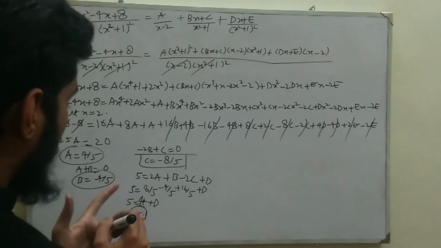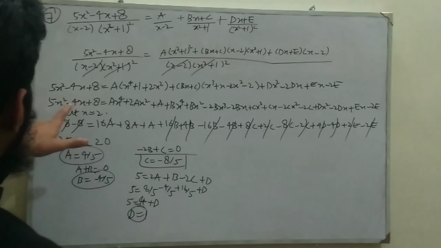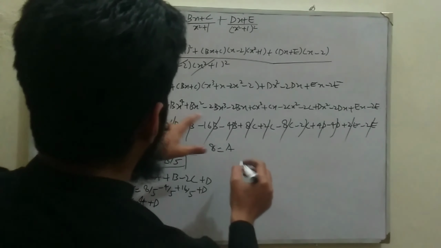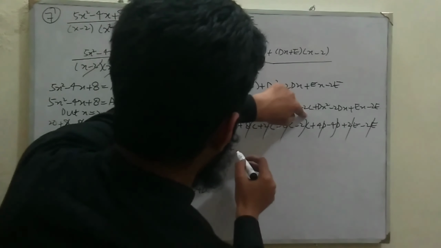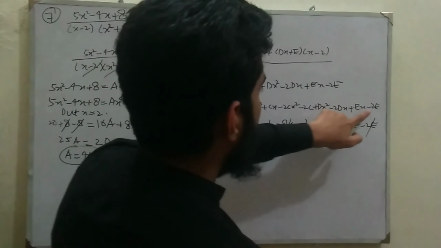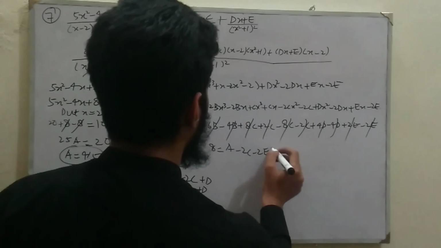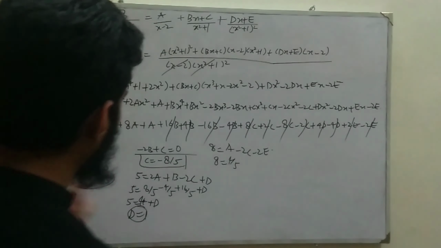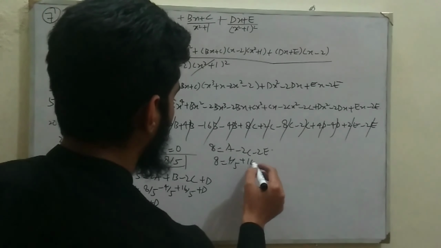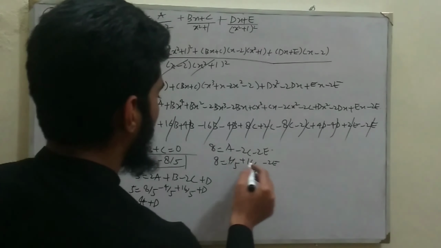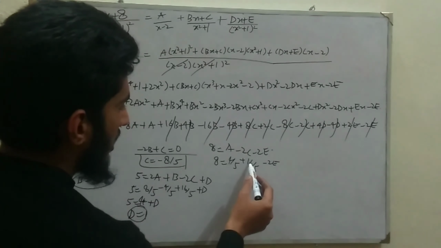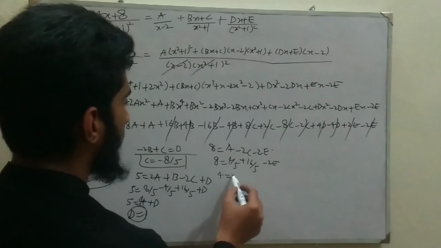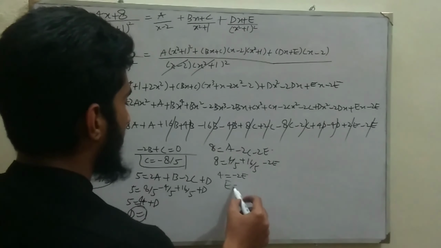Now comparing the constant on both sides, on this side the constant is 8 is equal to, on this side the constant is a, and the constant is minus 2c, and another constant is minus 2 times e. So 8 is equal to, a is 4 over 5, so 4 over 5 minus 2 times c, c is minus 8 over 5, it gives us 16 over 5, and minus 2 times e. So 4 plus 16 gives us 20 over 5, and 20 over 5 gives us 4. So 8 minus 4 is equal to 4 minus 2 times e. So the value of e is equal to minus 2.